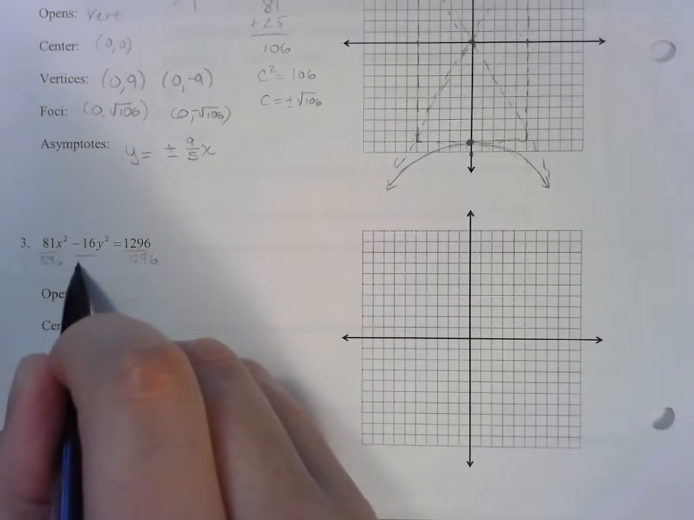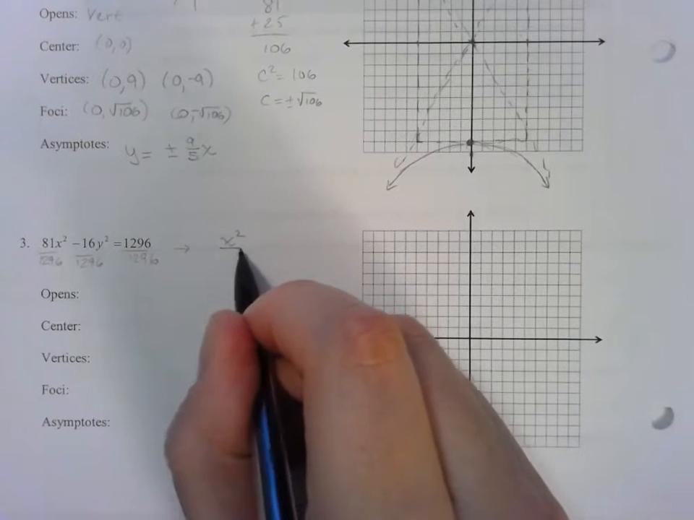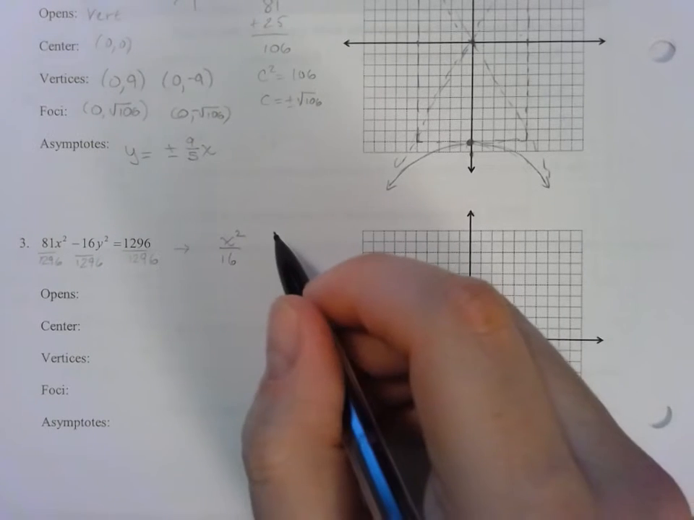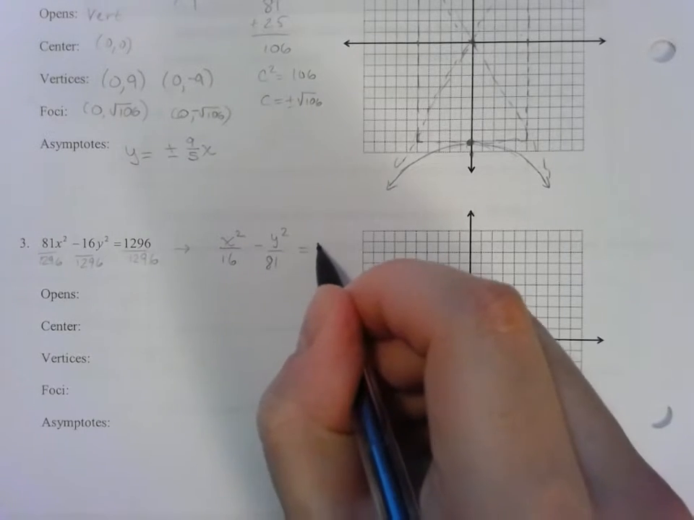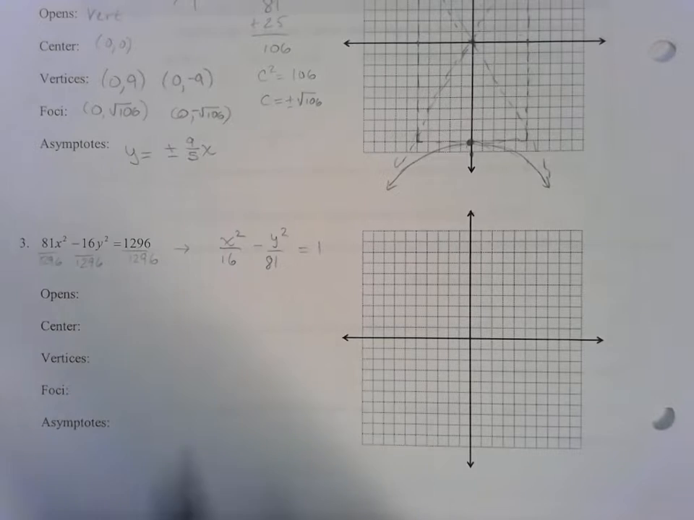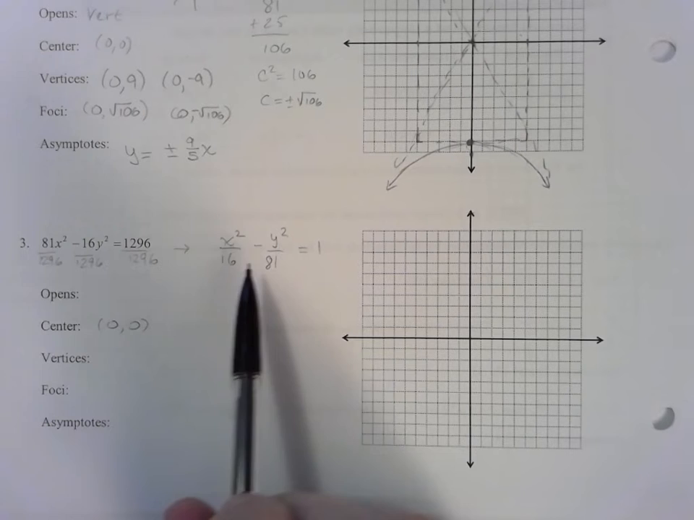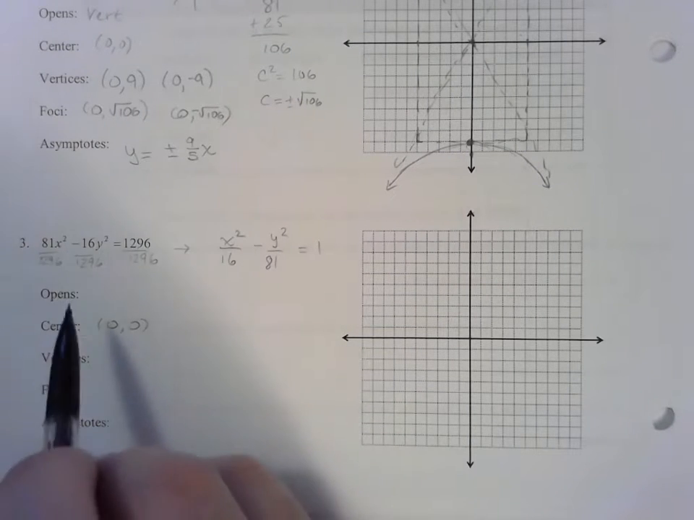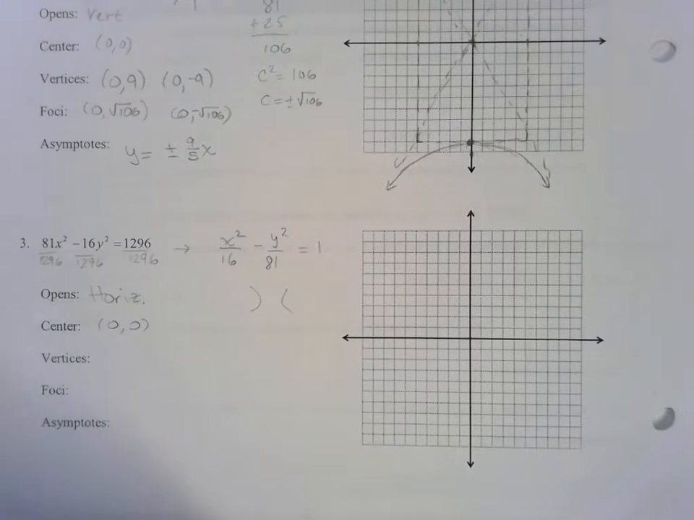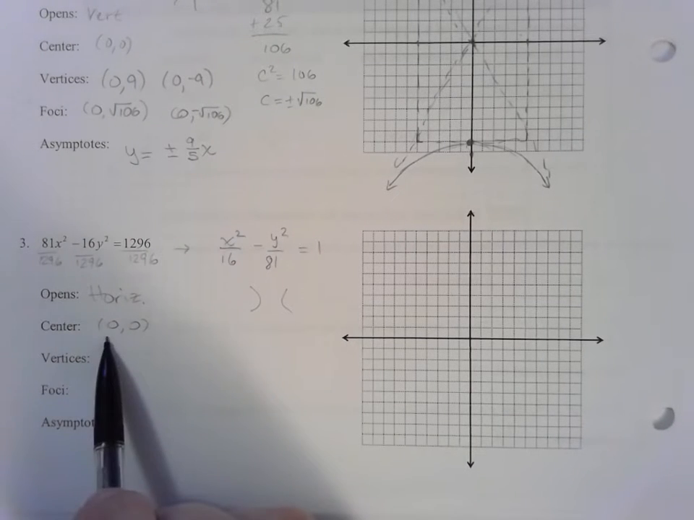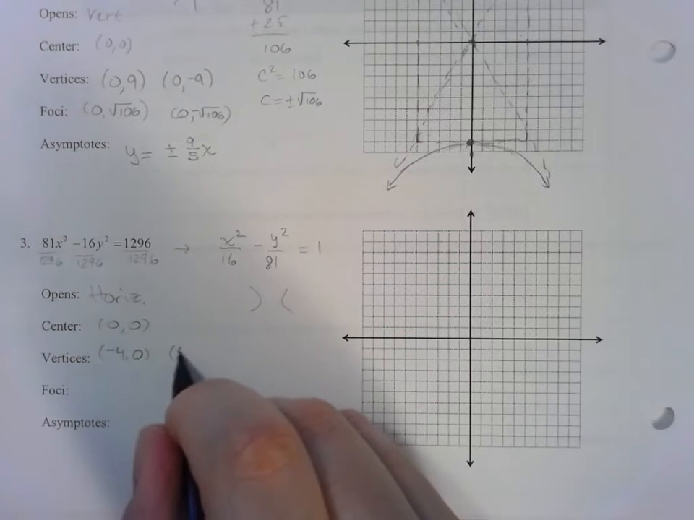And let's rewrite this. So it looks like it's going to become x squared over 16 minus y squared over 81 equals 1. So our center is 0, 0. Where are our vertices? The x is the positive squared variable, so it's going to open horizontally. So our vertices are going to be 4 units away horizontally. So I'm going to add and subtract 4 from the x coordinate of the center.